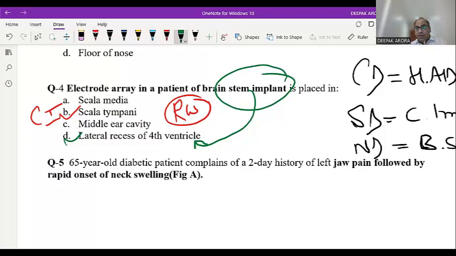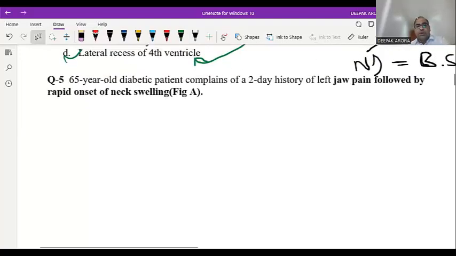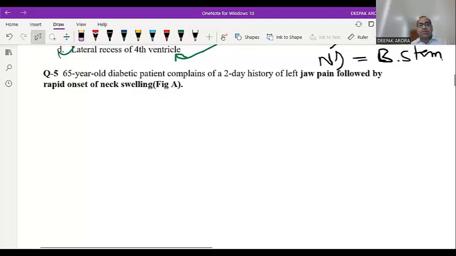So the scala tympani is the right answer for the cochlear implant, and the lateral recess of the fourth ventricle will be your right answer for the brainstem implant. What is the next MCQ?